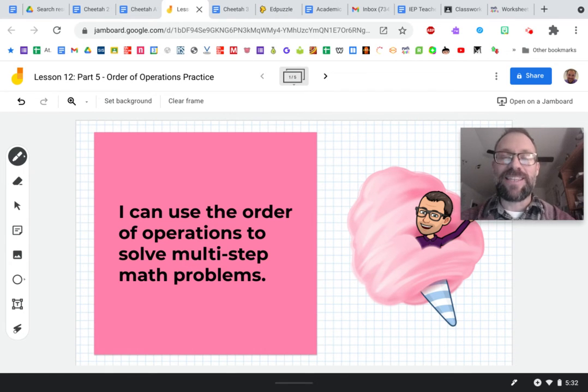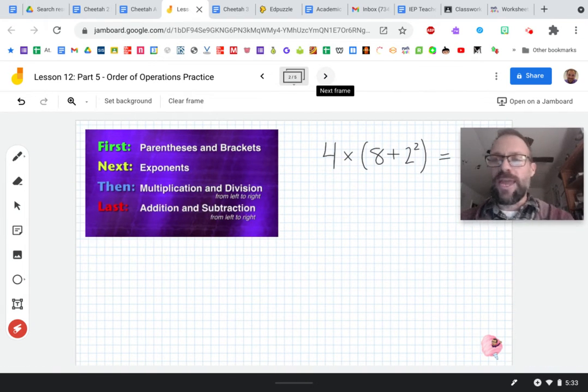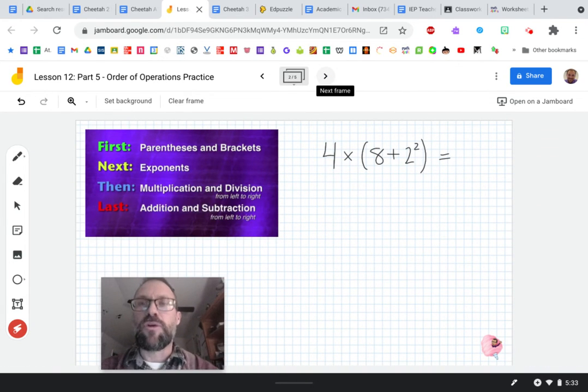Welcome to today's lesson in which we continue to practice the order of operations. Today's learning target is I can use the order of operations to solve multi-step math problems. We're going to take everything we've learned in practice over these last 4 classes and put it together today. Let's get started. Okay, our first problem.